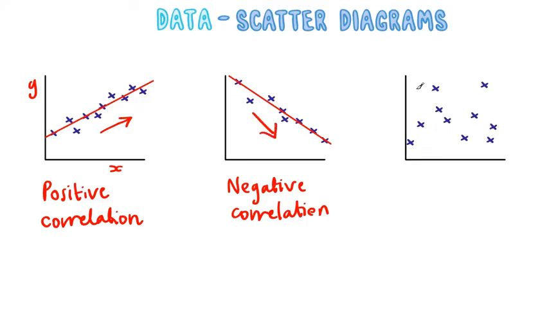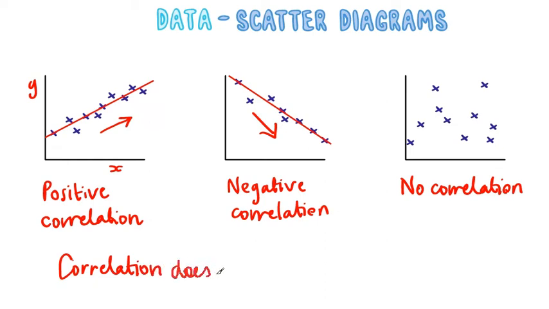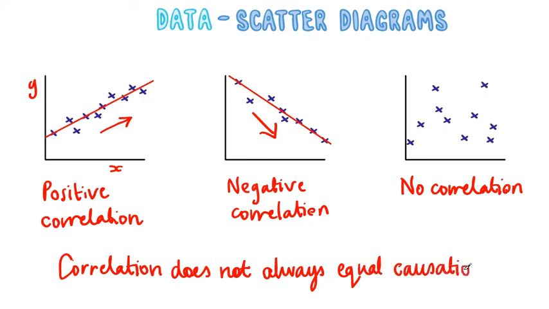Okay, in this scatter graph, we've got points pretty much all over the place. It's going to be really hard to try and find a line of best fit. So in this case, we say that there is no correlation between our 2 variables. Just a reminder that just because there is correlation, it doesn't mean that there's causation. For example, in the summer, people buy ice creams and they also buy swimwear. That doesn't mean that ice creams cause people to buy swimwear.